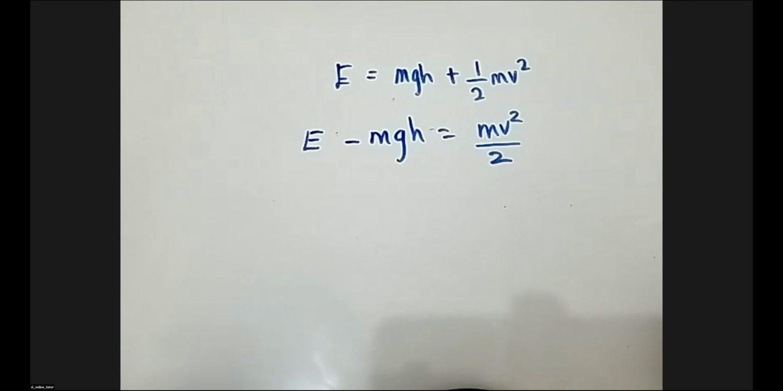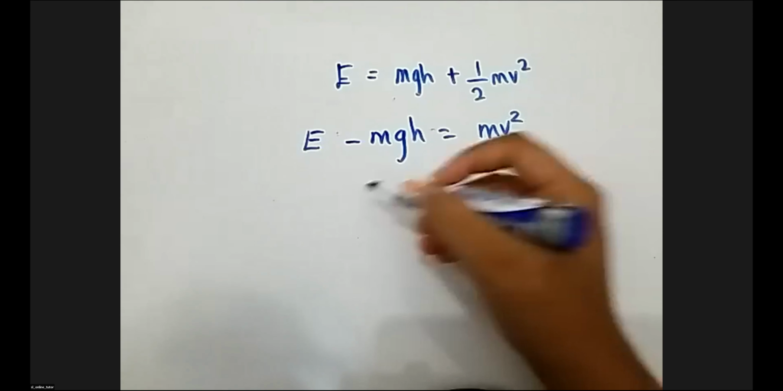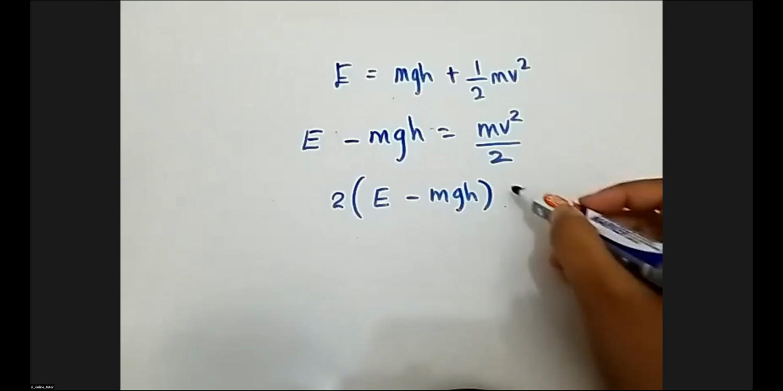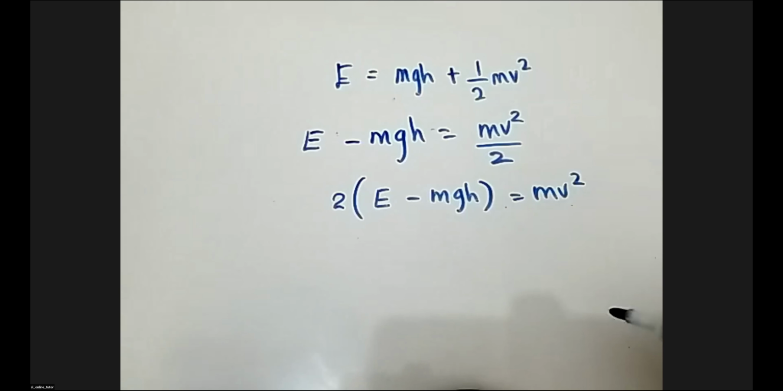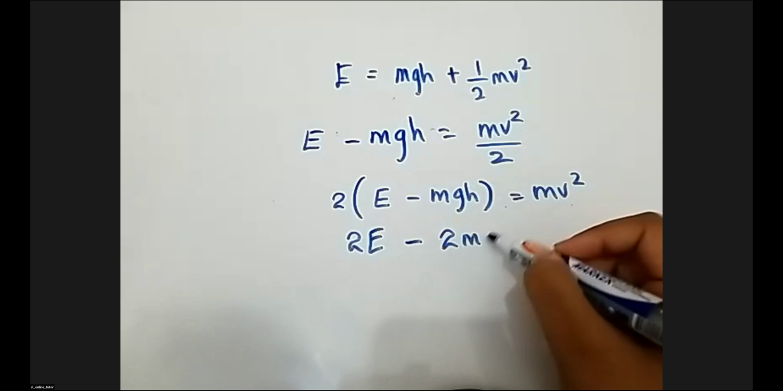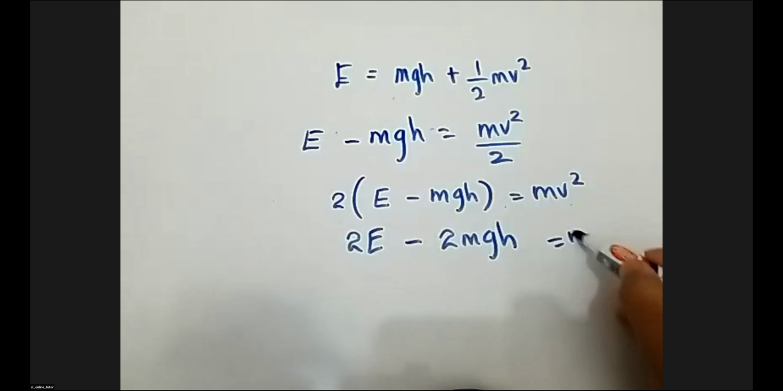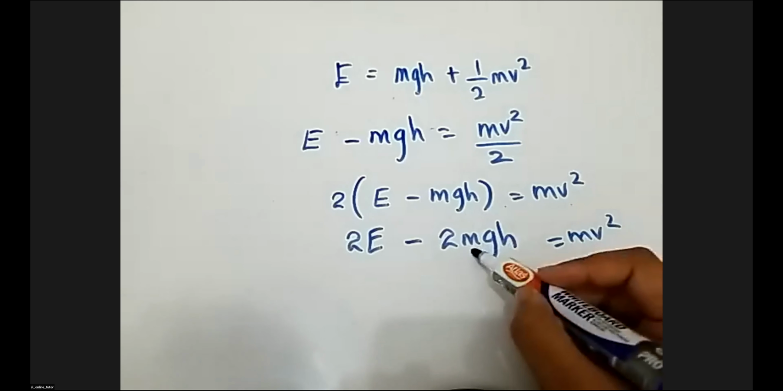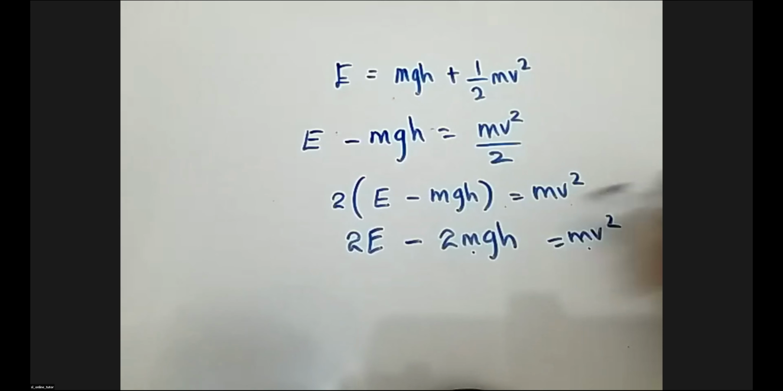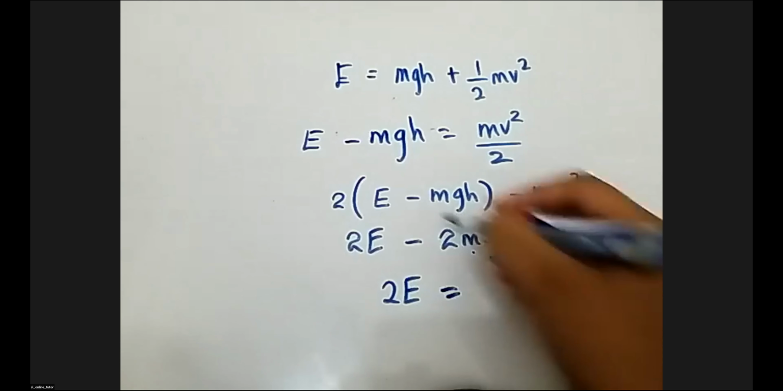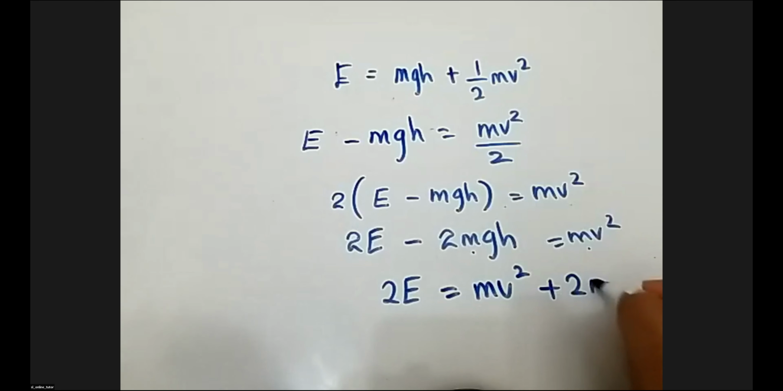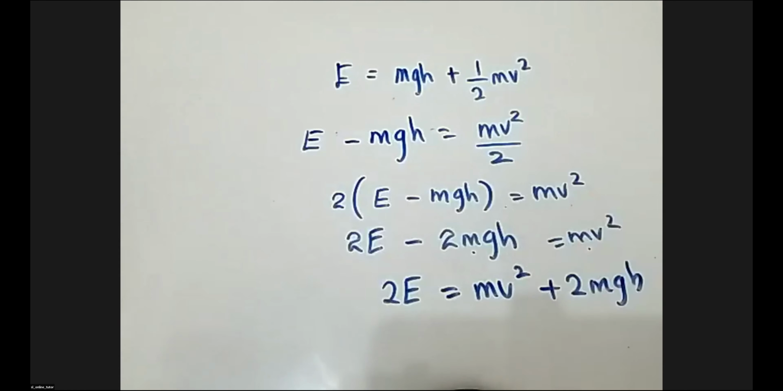Now I'm going to remove the denominator by multiplying both sides by 2. Then I get mv squared. Now I simplify the brackets: 2 into e, 2e; 2 into mgh, minus 2mgh. Now m and m on both sides, we have to take them to one side. 2e alone, and this one minus 1 carrying to this side, becoming positive. Did you understand all these steps?